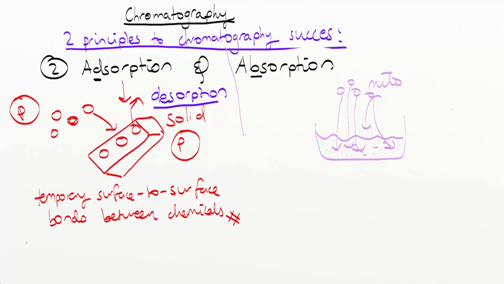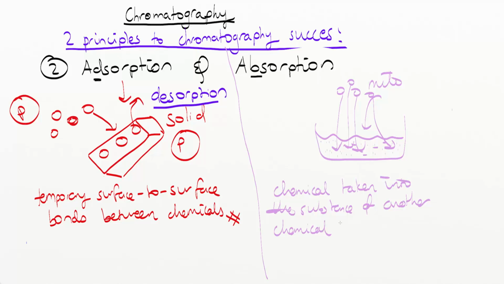So absorption is when a chemical is taken into the substance of another chemical. This is analogous to dissolving. When something dissolves into something, it is absorbed. But when something sticks to the surface of something else, it is adsorbed.